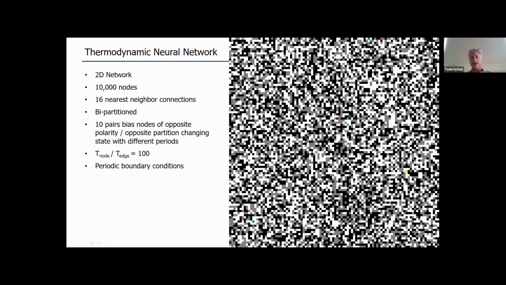So this is what happens when there are bias nodes, external biases placed within the network. This is a network of 10,000 nodes. Again, it's a bipartition nearest neighbor with 16 connections per node. Same conditions as almost exactly the same as the last two videos that I showed you. In this case, however, there are 10 pairs of bias nodes with opposite polarity in opposite partitions that are changing state with different periods. And so this is what happens when you turn this network on and let it evolve from an initially random state.